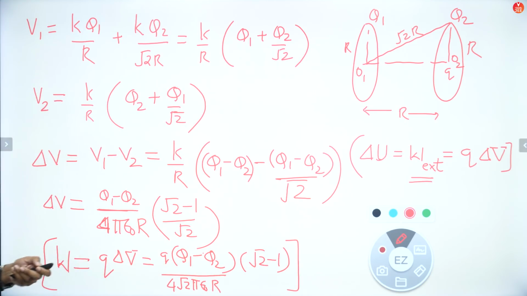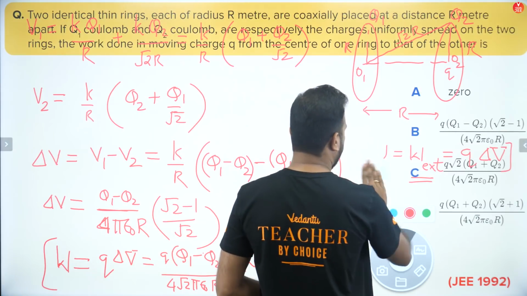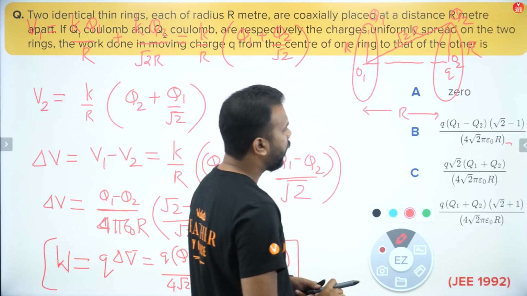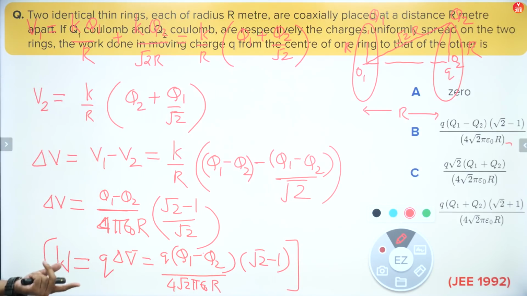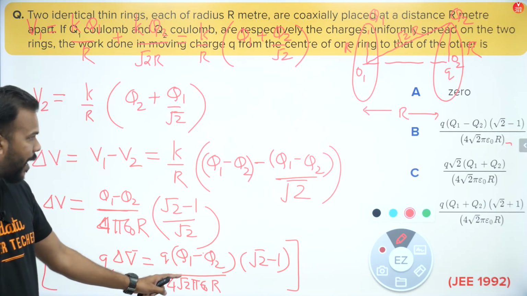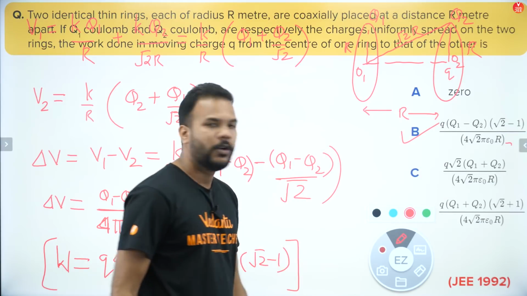Let's see which option is matching with this one. Okay, so just for options to be visible, let me just rub this part here. Okay, so what do you see? Option is obviously not A, it is not C and D also, because they have Q1 plus Q2. Look at option B. It is small q, Q1 minus Q2, root 2 minus 1 upon 4 root 2 pi epsilon naught R. And yes, we have got the answer as option B.